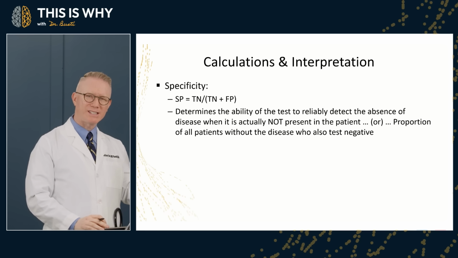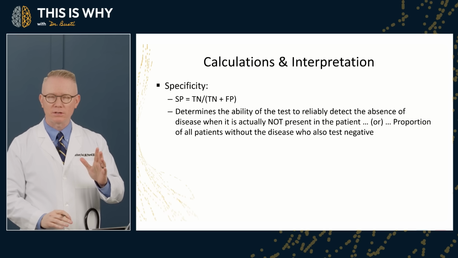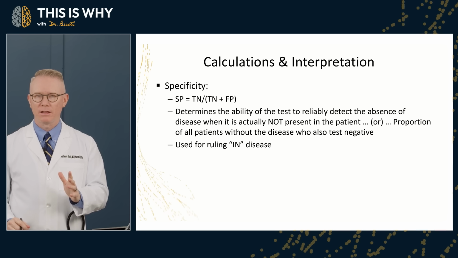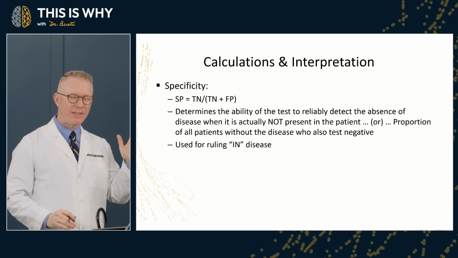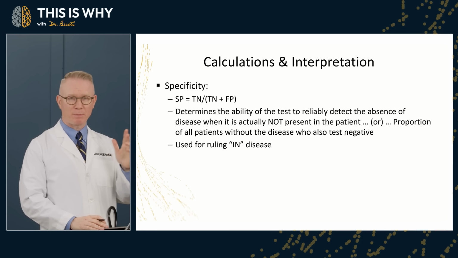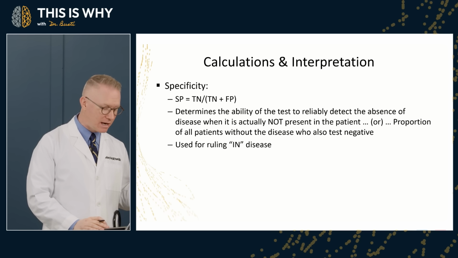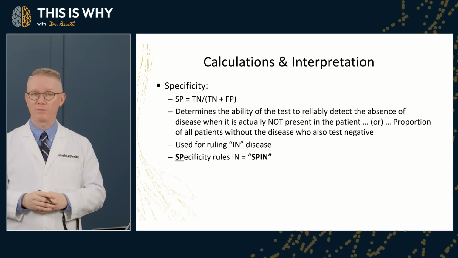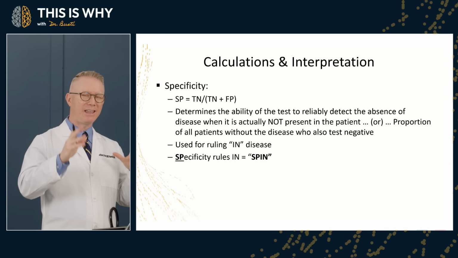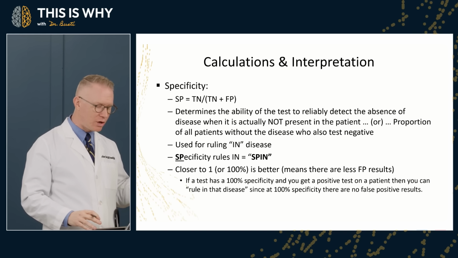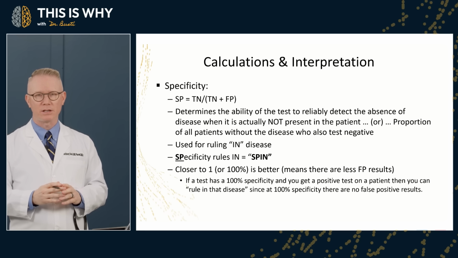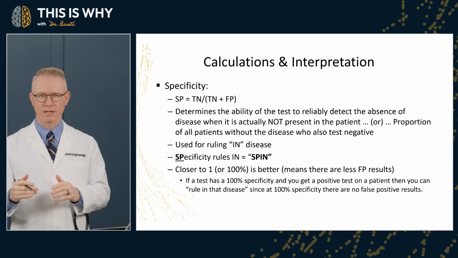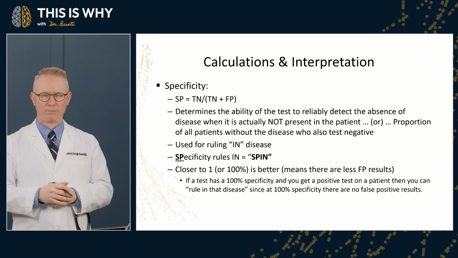So just like sensitivity is about ruling out, SNOUT, specificity is about ruling in. So the SP and the N is spin. So you have spin and SNOUT. And again, hopefully that helps you to keep these two terms about the performance of a test in their framework and what they mean. So the closer to 1 or 100% you get, the fewer false positives that a test is going to have. Okay?